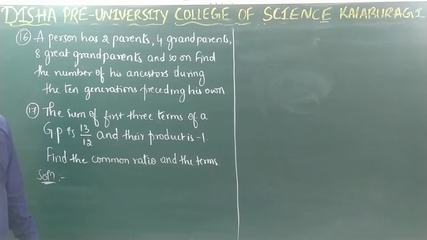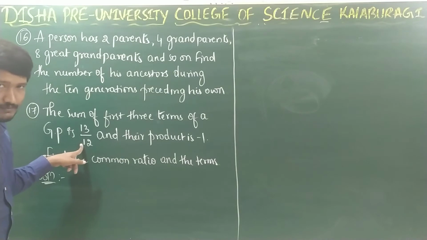See, this problem is important from the exam point of view also. Right? So it may be asked for 3 marks. See here. The sum of first 3 terms of a GP is 13 divided by 12.